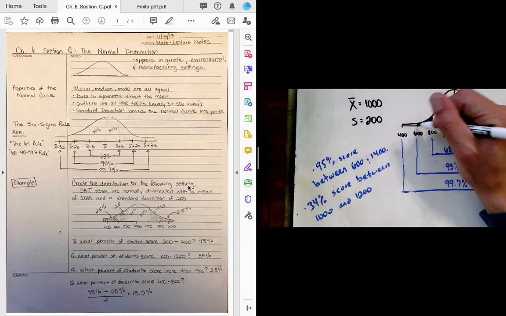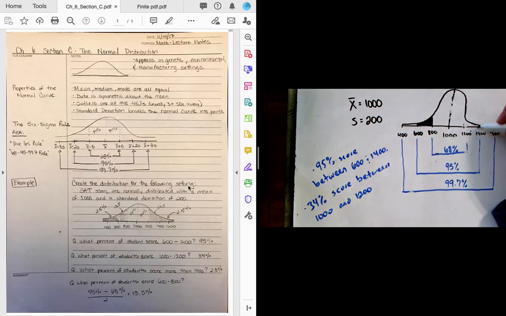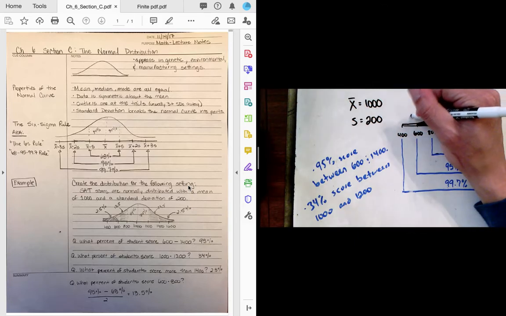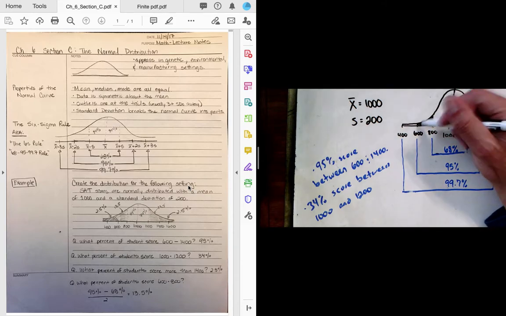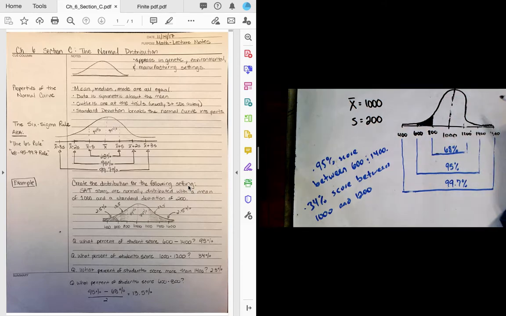So remember that if I were to go from 600 all the way to 1400, that would be 95% of the data. And if I were to go from 800 to 1200, that would be 68% of the data. Because I'm only looking at this area between 800 and 600, I would want to subtract the larger percentage minus the smaller percentage. But that's only going to give me what's happening in the left half of this problem.